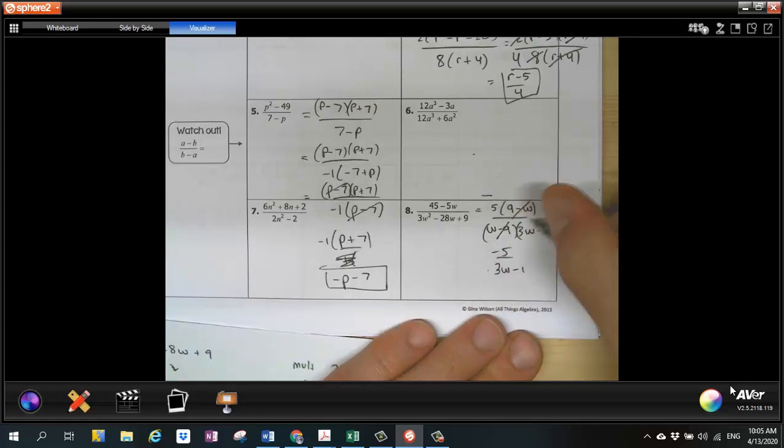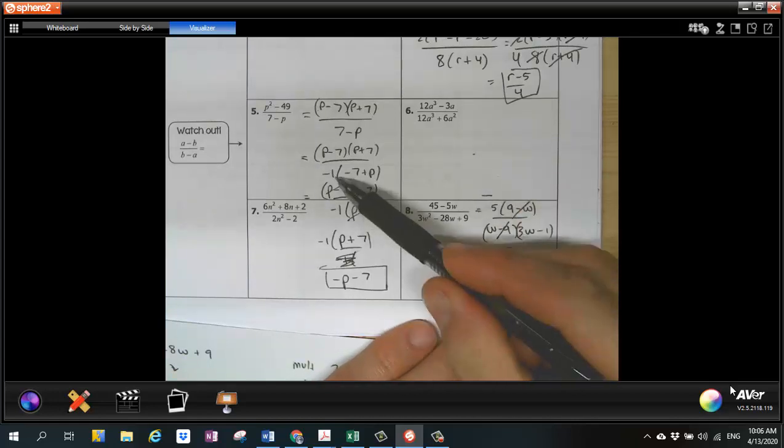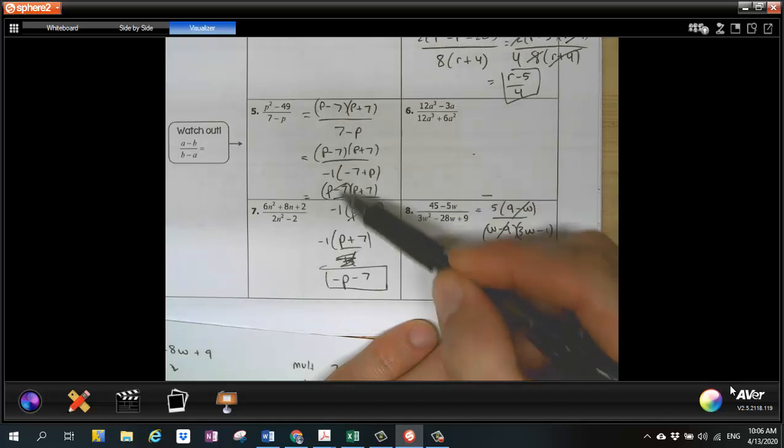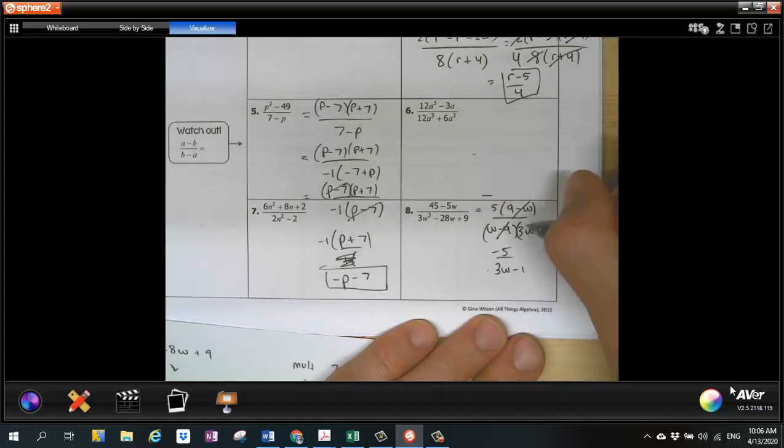If you want to see how that's done again, rewind back to this problem and see how we pulled out that negative 1. It's not that hard to do, but when you do it, this is your final answer.